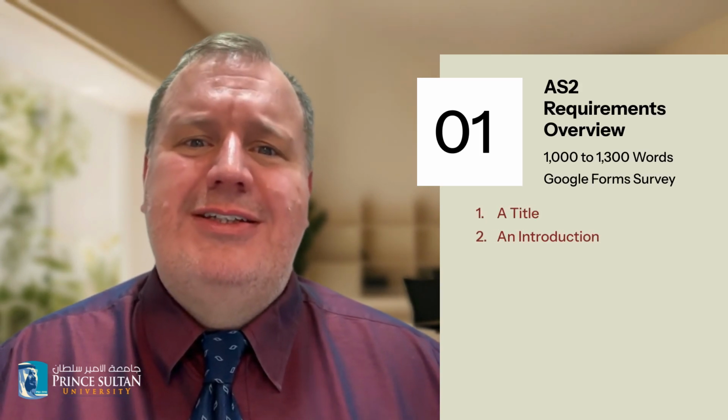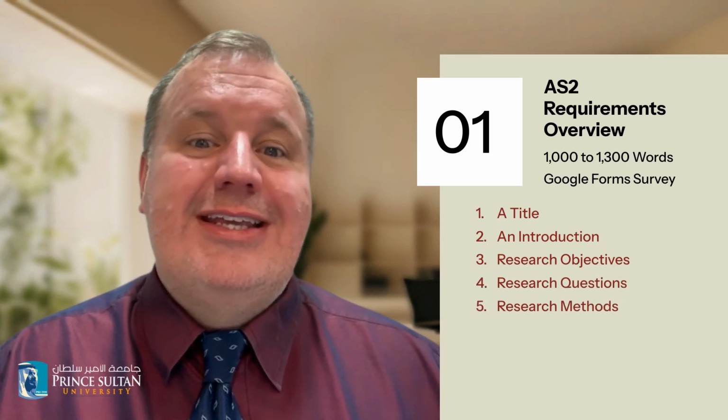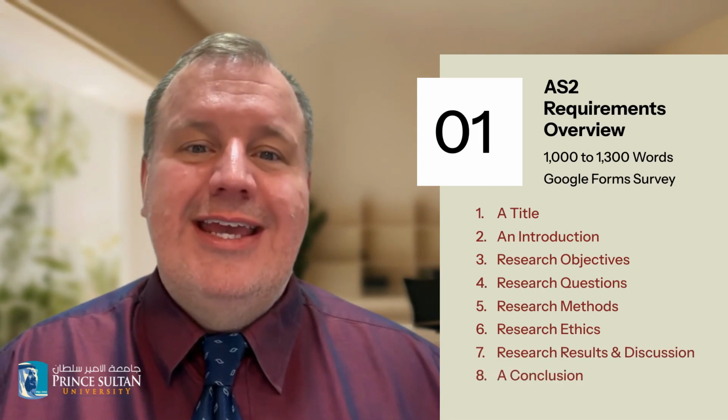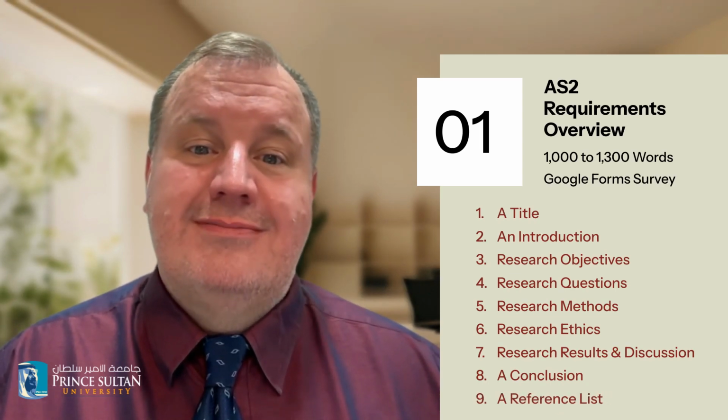The AS2 is a group project that requires you to write a 1,000 to 1,300 word research essay. Your group will design and distribute a Google Forms survey with at least 35 responses and interpret the results using academic English and APA style. Your essay must include the following 9 sections: a title, an introduction, research objectives, research questions, research methods, research ethics, research results and discussion, a conclusion, and a reference list. The reference list is not counted as part of the total word count.